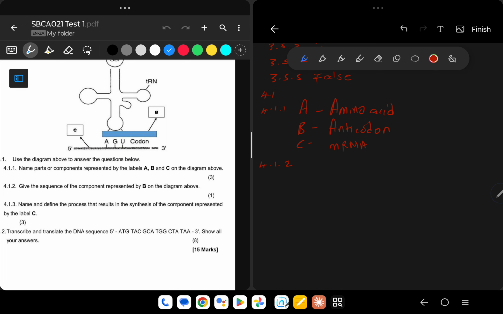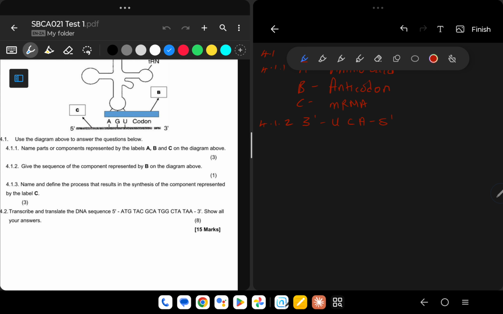The direction of the anticodon strand and the direction of mRNA are different. If the direction of mRNA is 5' to 3', this means the direction of the anticodon strand is going to be 3' to 5'. So this is how you're going to write it: 3' U C A 5'. So that is the sequence of the component represented by B on the diagram above.